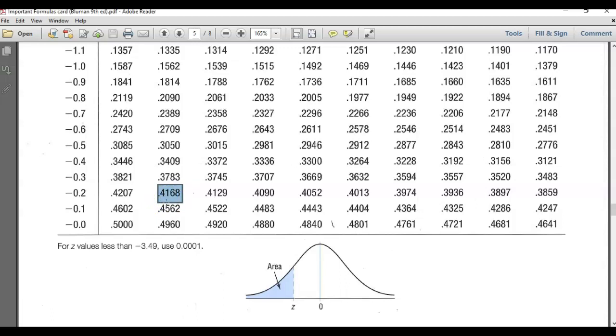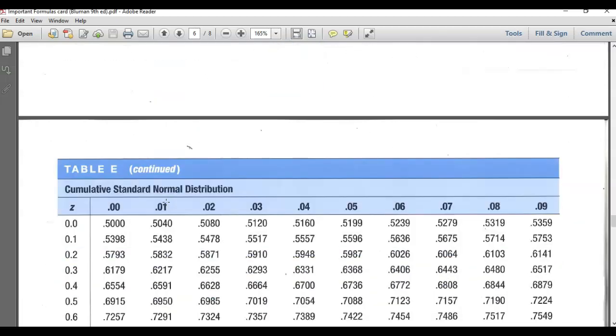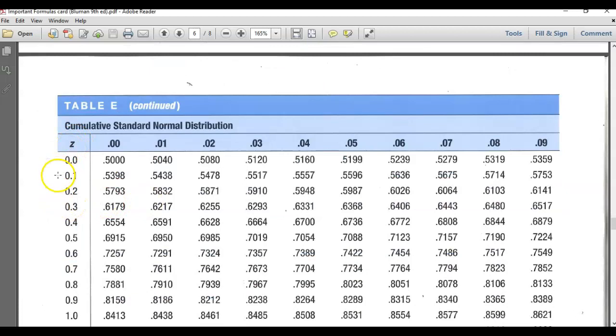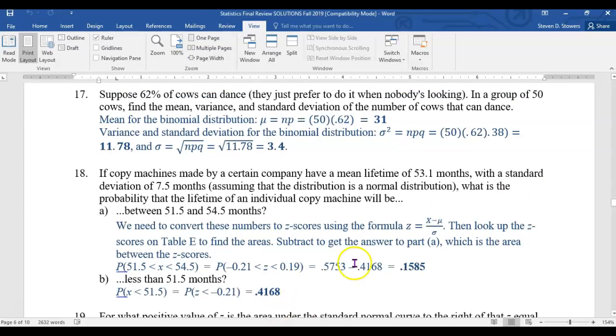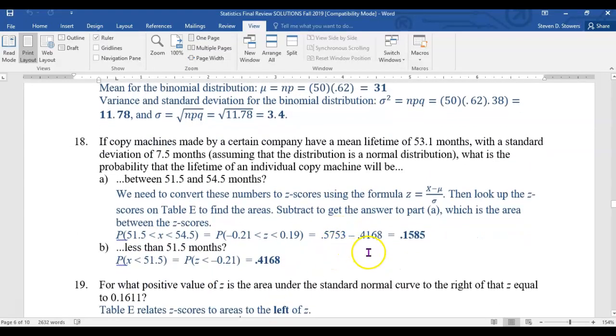Then for positive 0.19, here's where z is positive 0.1 and go all the way across to the 9, and the number there is 0.5753. Then the last thing I have to do is subtract. Take the bigger probability minus the smaller for my final answer. 0.5753 minus 0.4168 equals 0.1585.